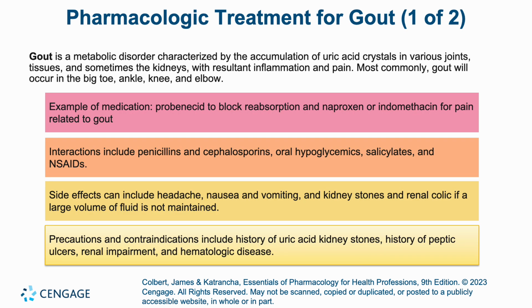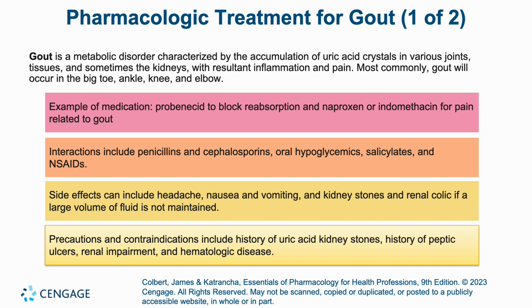Moving on to pharmacologic treatment for gout. Gout is a metabolic disorder which is characterized by the accumulation of uric acid crystals in various joints, tissues, and sometimes the kidneys, with resultant inflammation and pain. Most commonly, gout will occur in the big toe, ankle, knee, and elbow.